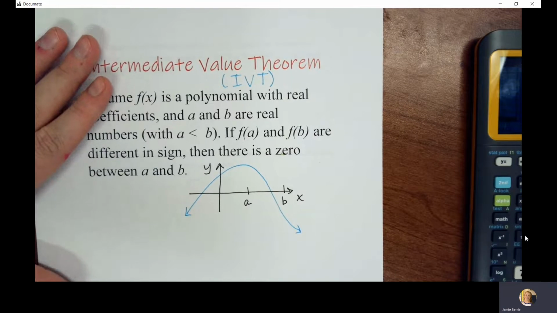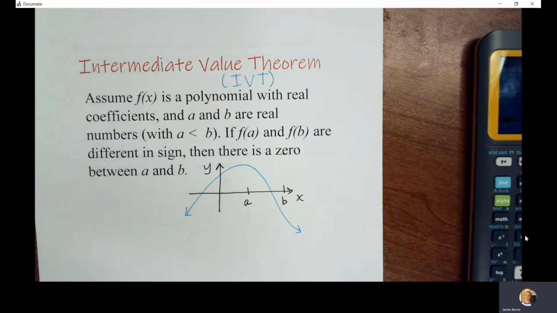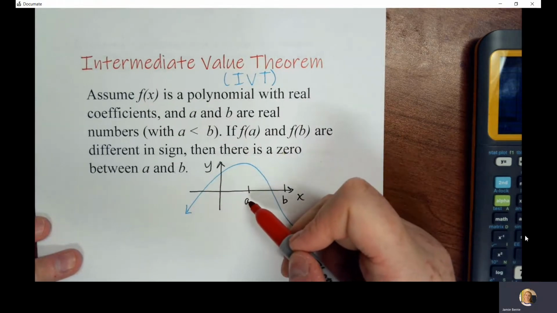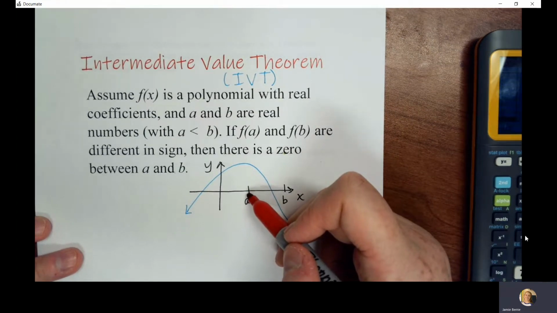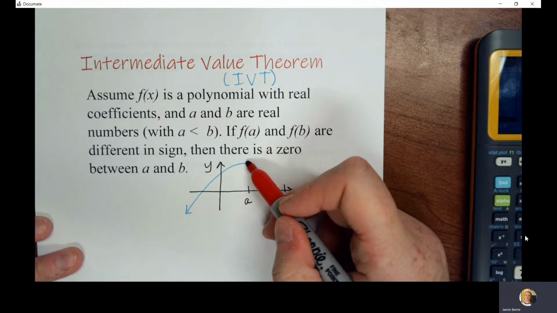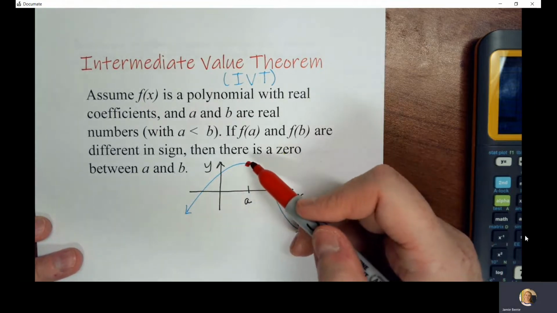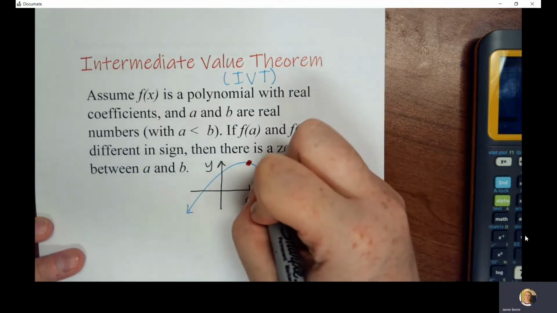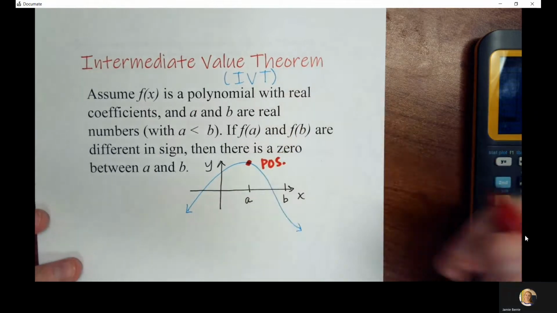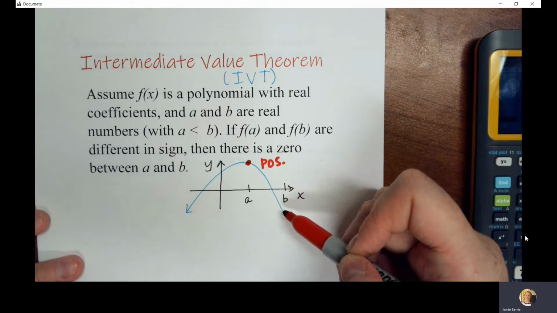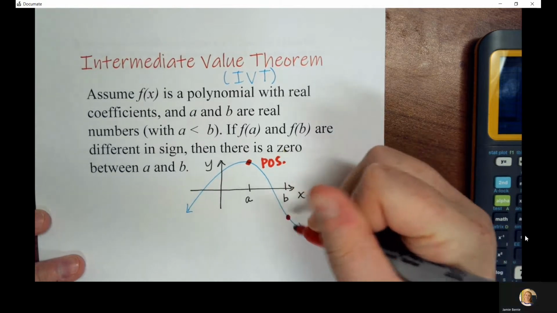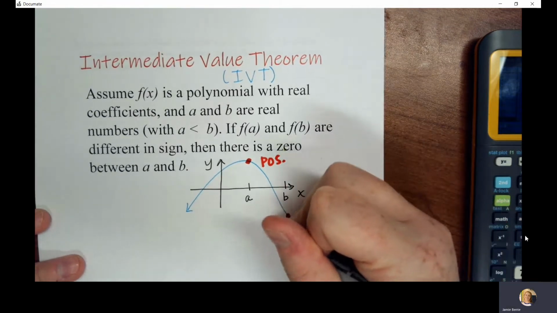All right, so if you have this polynomial and you went over here to a and you said, okay, where's the graph at the x value of a? It's right up here. The graph is above the x-axis, so that is positive. Down here at b, if you go down to the graph at the x value of b, it's down here. This is below the x-axis, so it's negative.